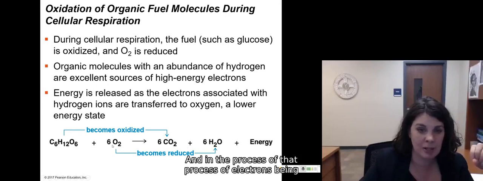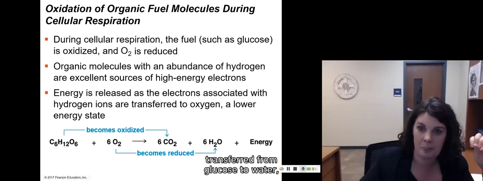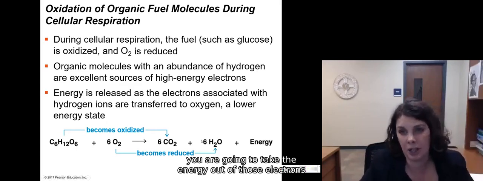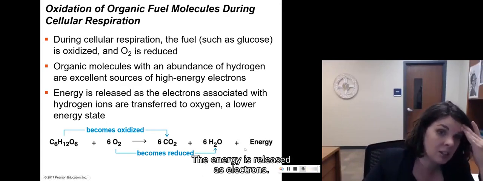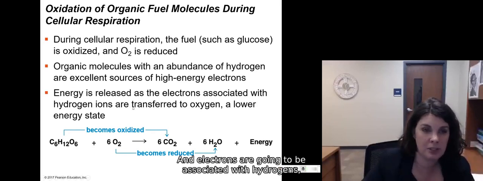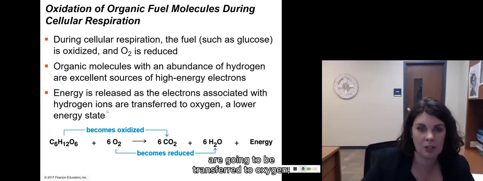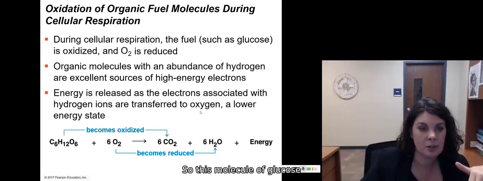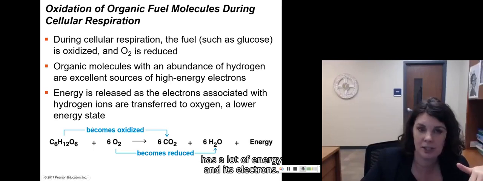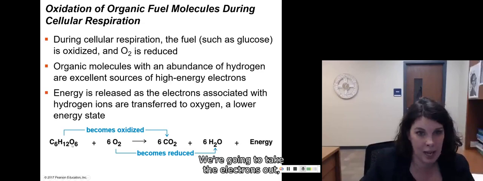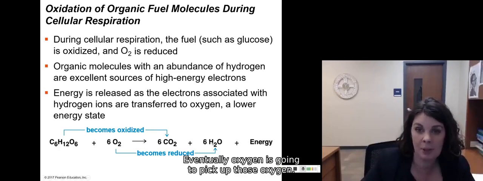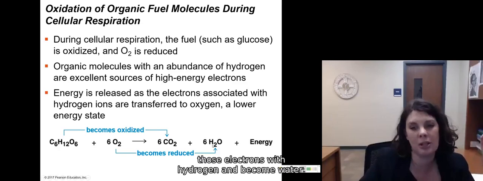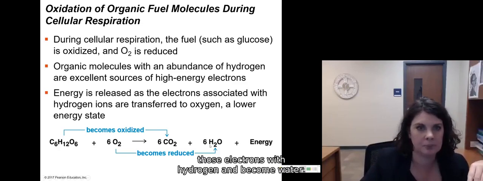And in the process of electrons being transferred from glucose to water, you are going to take the energy out of those electrons and release it as energy that can be used to make ATP. So the energy is released as electrons, and those electrons are going to be associated with hydrogens, are going to be transferred to oxygen, and that is going to be a lower energy state. So this molecule of glucose has a lot of energy in its electrons. We're going to take the electrons out, move them around, and take the energy out of them. Eventually, oxygen is going to pick up those electrons along with hydrogens and become water.